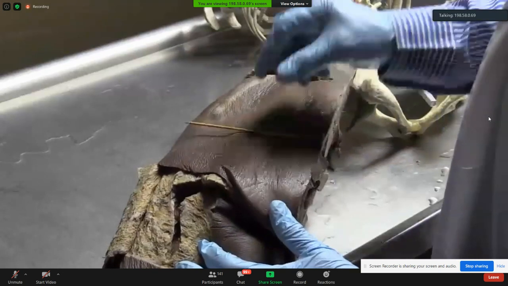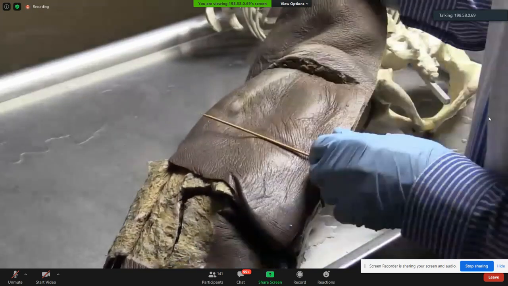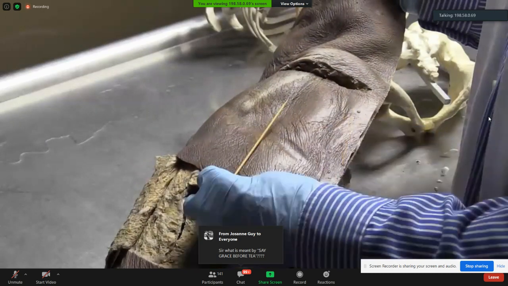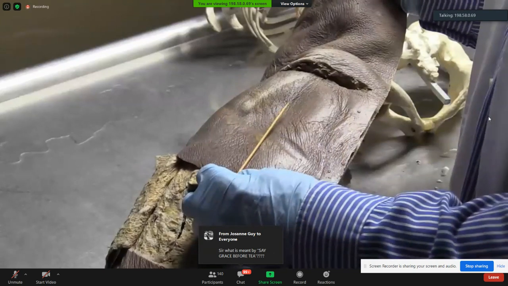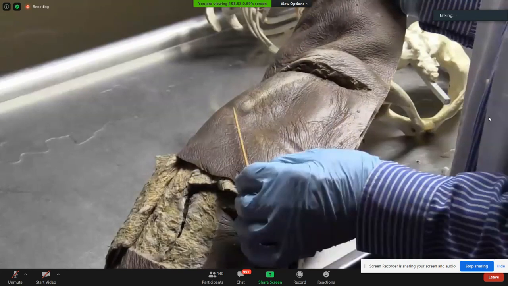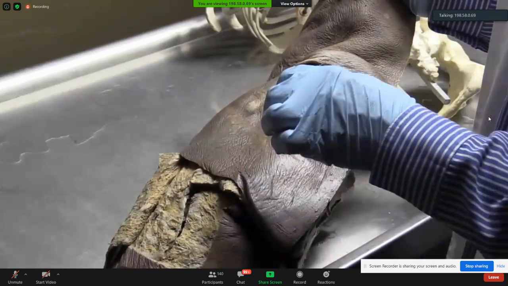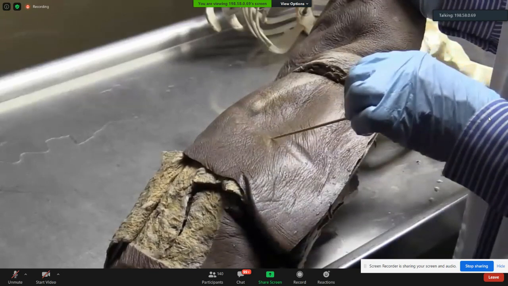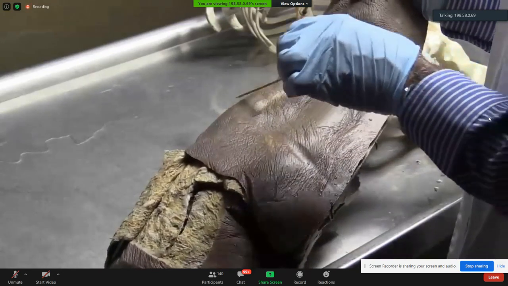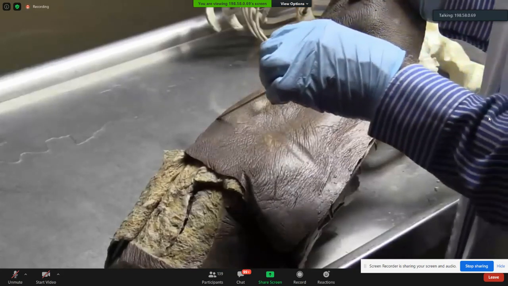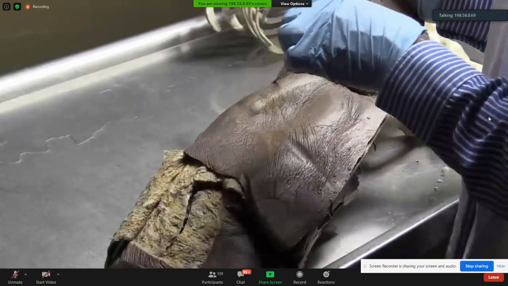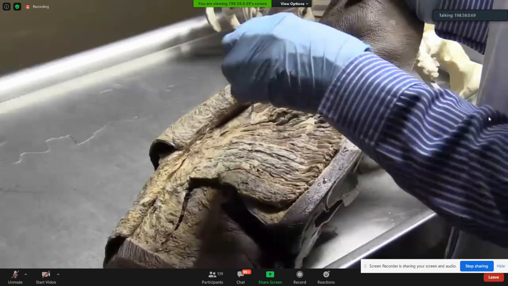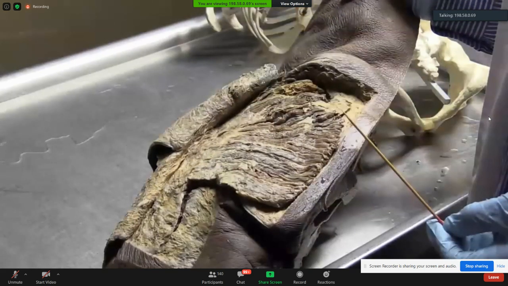Okay, so let me remove this. Right? 1 horizontal, 1 vertical line. So the injection should be given in the upper outer quadrant, here. And not anywhere near this area, because this is where you're going to find the big bulk of muscles, the fleshy mass of muscles: gluteus maximus, and below that, medius and minimus.